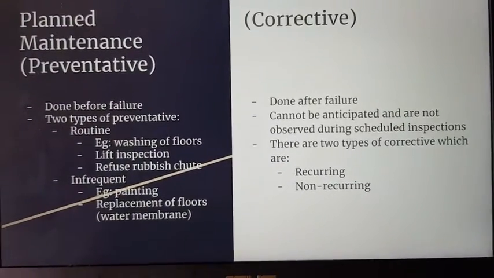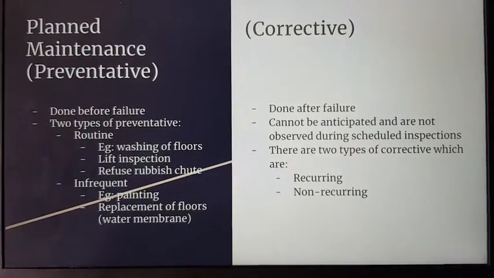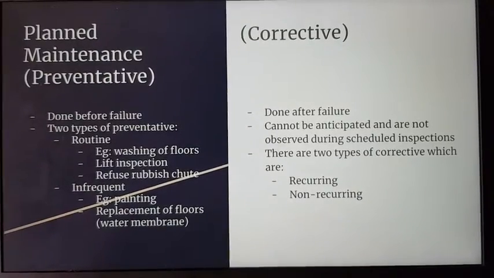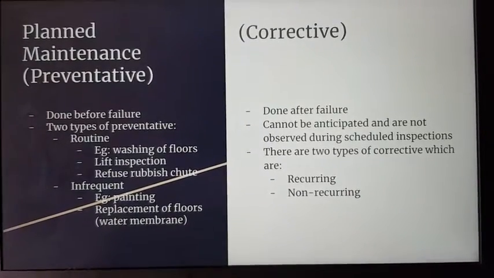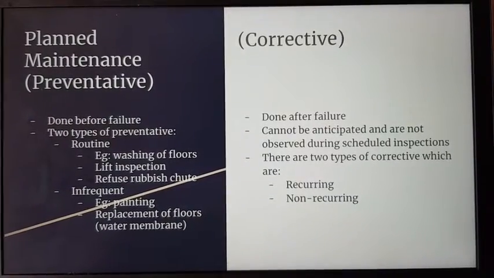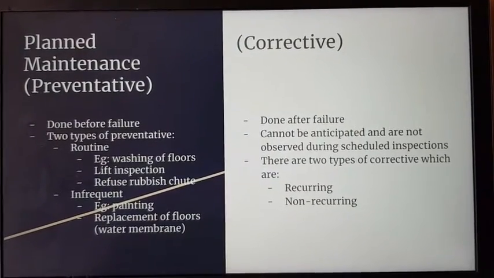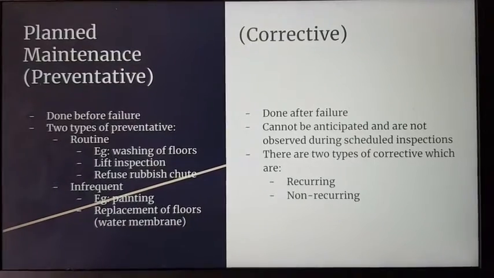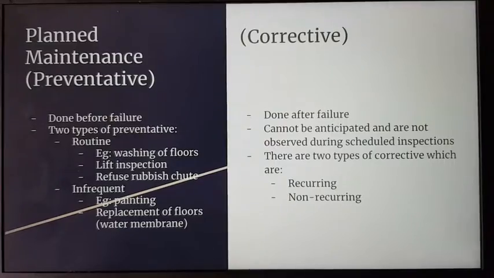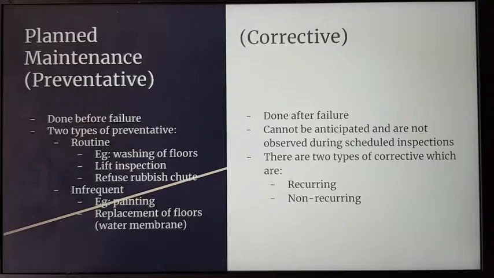Under planned maintenance, there is preventive and corrective. Preventive maintenance is usually done before a failure occurs. Two types of preventive maintenance are routine and infrequent. Examples of routine maintenance are the washing of floors, lift inspection, and the refuse chute. Infrequent maintenance examples are painting and the replacement of floors. Corrective maintenance is usually done after a failure occurs, and such failures cannot be anticipated and are not observed during scheduled inspections. There are two types of corrective maintenance, and they are recurring and non-recurring.